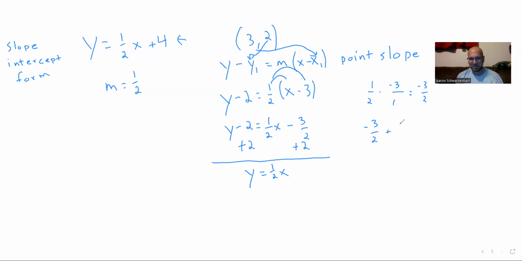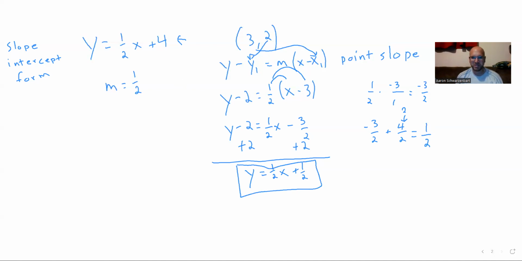So to do that, I need a common denominator. 2 needs to be over 2, so that's 4 over 2. The common denominator is 2, so I must multiply my 2 by 2 to get the 4 on top. -3, when I add the fractions, I add the numerators. -3 plus 4 is 1, and the denominator stays the same. Here is my equation for my line parallel to my original through my point 3, 2.